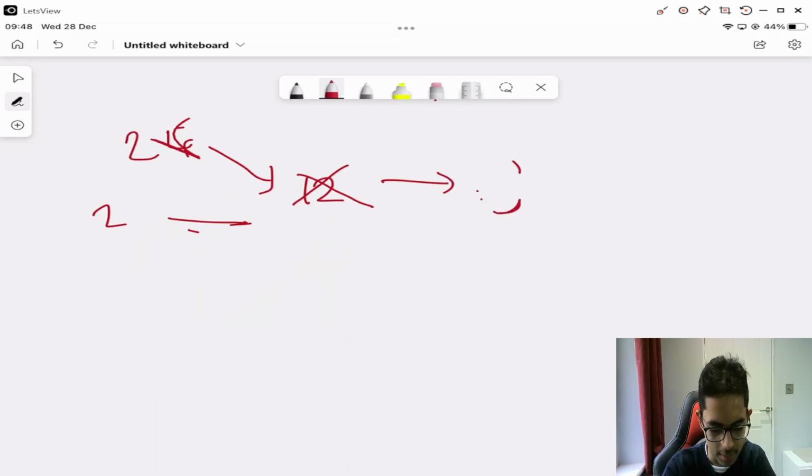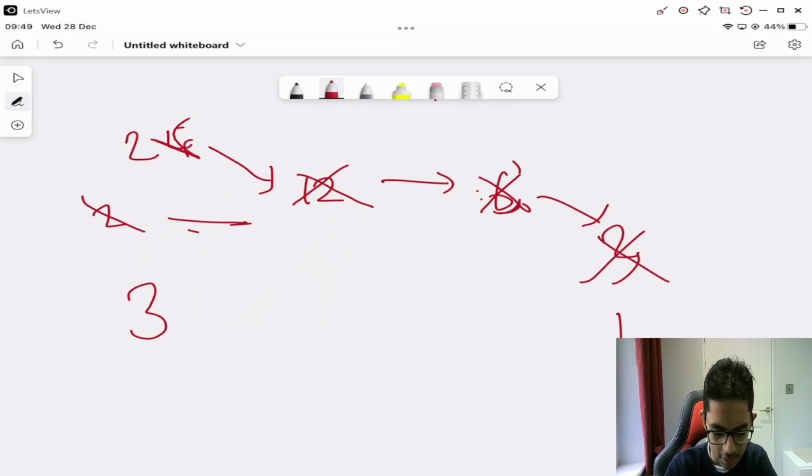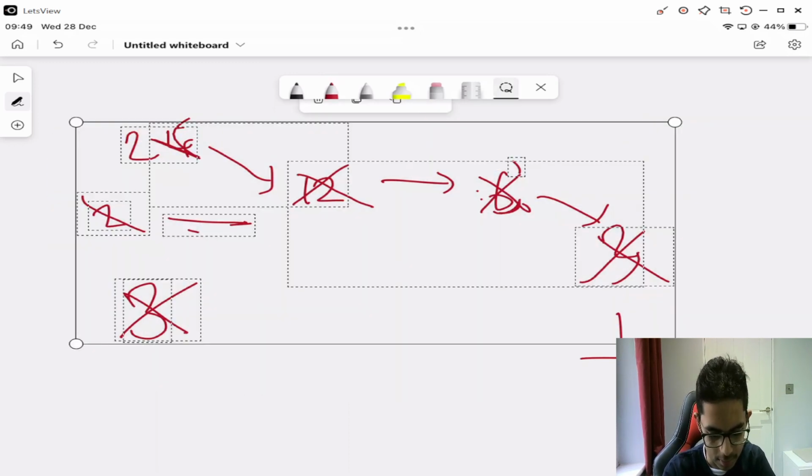Now, is 6 divisible by 2? 6 is also divisible by 2, so we can rewrite it as 3. Now, 3 is no longer divisible by 2 anymore. So now we go to the next number, 3. Is 3 divisible by 3? Yes. And now we've basically reached 1. 1 is our base case, and now we just stop. Now let's have a look at another example quickly.